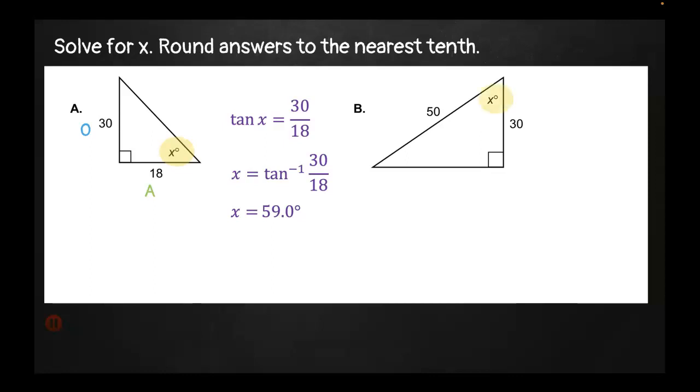In letter B, I have my angle at the top of my triangle, but same thing: I have hypotenuse and adjacent. So my hypotenuse and adjacent give me cosine. So cosine of x is equal to 30 over 50. I want to find my angle, so I have to do the inverse. So inverse cosine of 30 over 50, and that gets me an angle of 53.1 degrees.